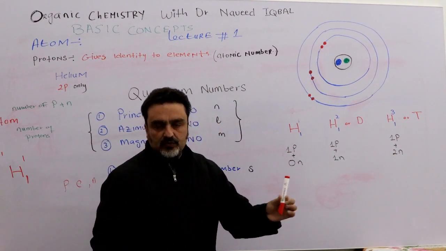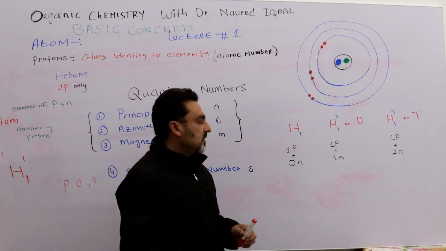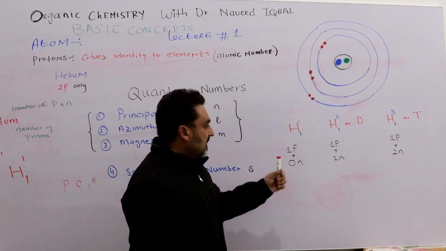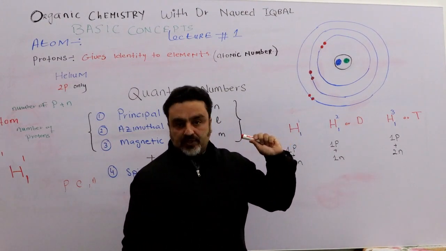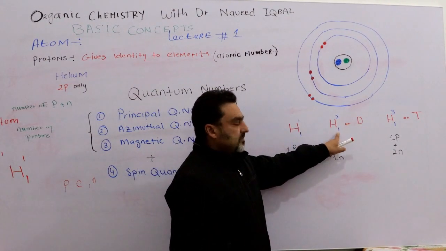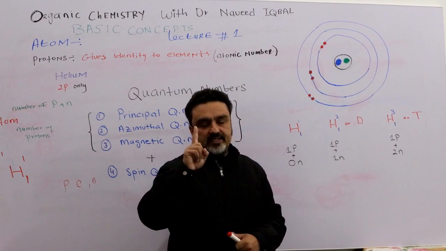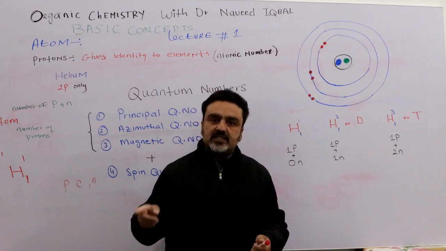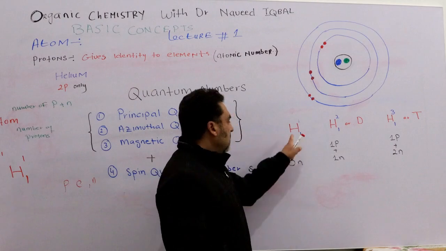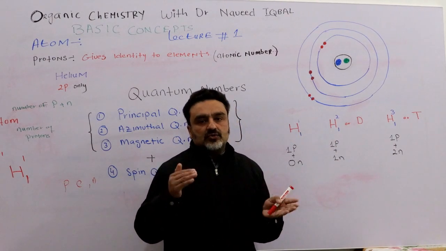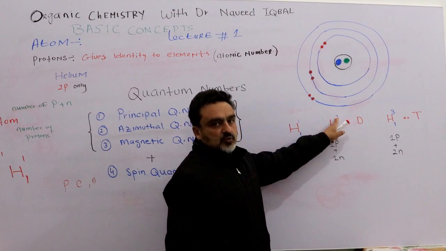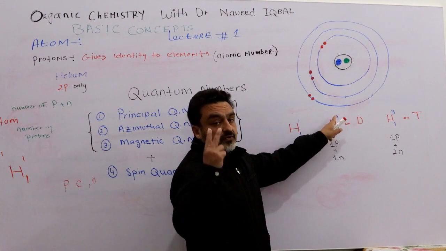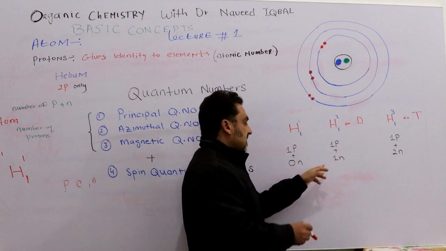Simple hydrogen, we know, has 1 proton and 0 neutrons. It's called hydrogen. But there is another thing called deuterium. Deuterium is also hydrogen because it has 1 proton in it. We said earlier that if atoms have the same number of protons, they are the same element. So it is also hydrogen, but it has a superscript of 2.